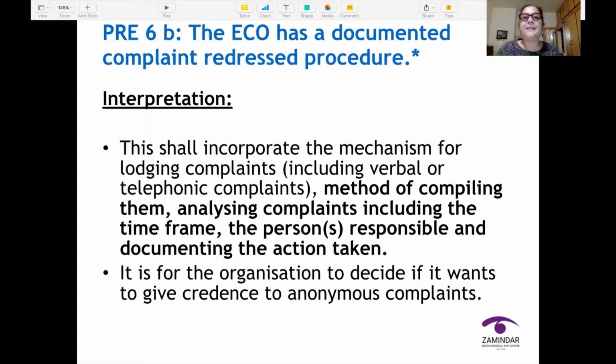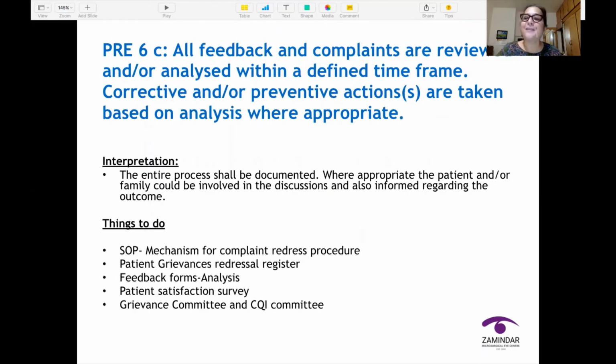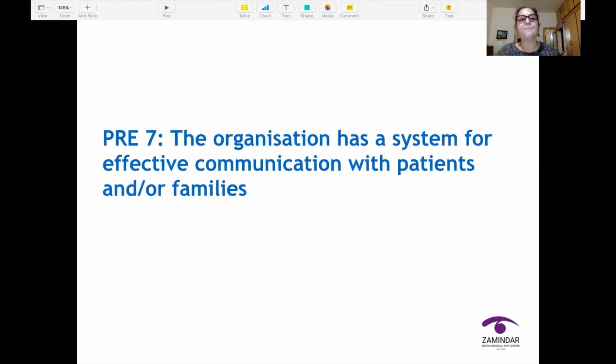PRE 6B says the organization has a documented complaint redressal procedure. Of course, again, repetition of the same thing, but I would like to emphasize that just taking a complaint is not enough. What have you done? How did you analyze? What was the action taken on that complaint is very, very important.